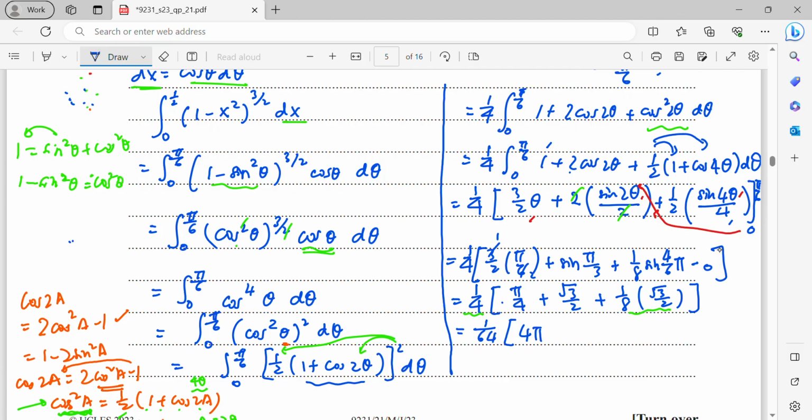Okay, so the second term here, I will multiply by 16. So it means that it will be 8 square root 3. And then the last term will be 1 square root 3. So at last, I will get 1 over 64 times 4 pi. Then the last two terms added together will be 9 square root 3. Okay, that is my exact solution of this integration.